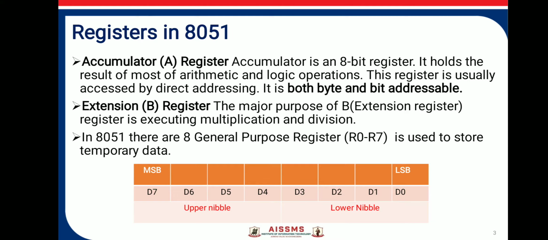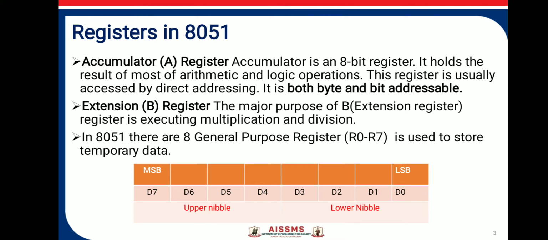Then the second register is the extension register. This register is also called the B register. Generally, when we do arithmetic operations like multiplication and division, the result of these operations is 16 bits wide. The higher byte of the result of this mathematical operation, that is division and multiplication, is stored in register B, whereas the lower byte is stored in register A.